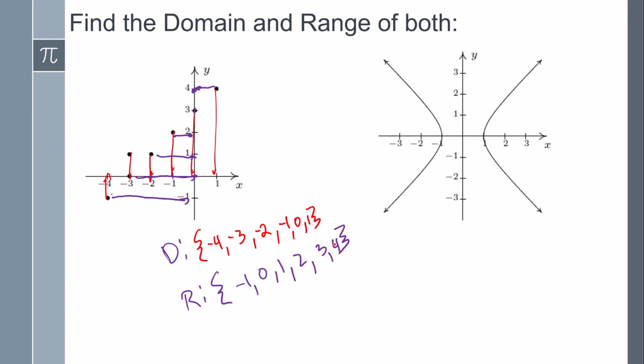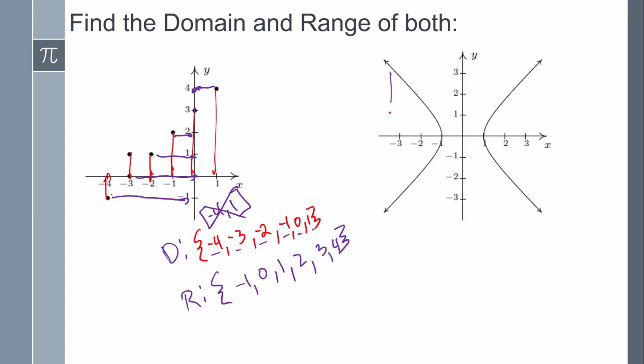Now we do have to be careful. I didn't say from -4 to 1. That would be wrong because it's not all the values from -4 to 1. It's only these very specific values, and the same goes for the range.